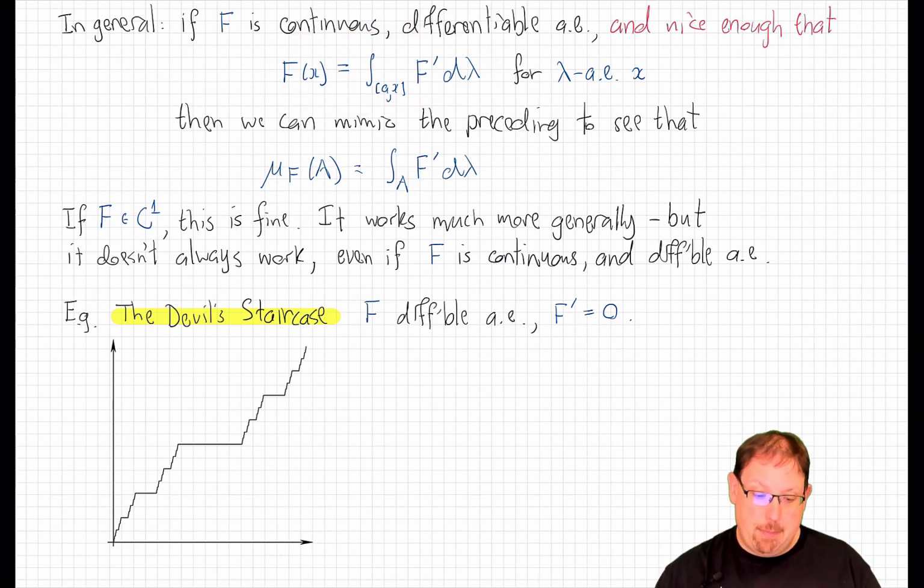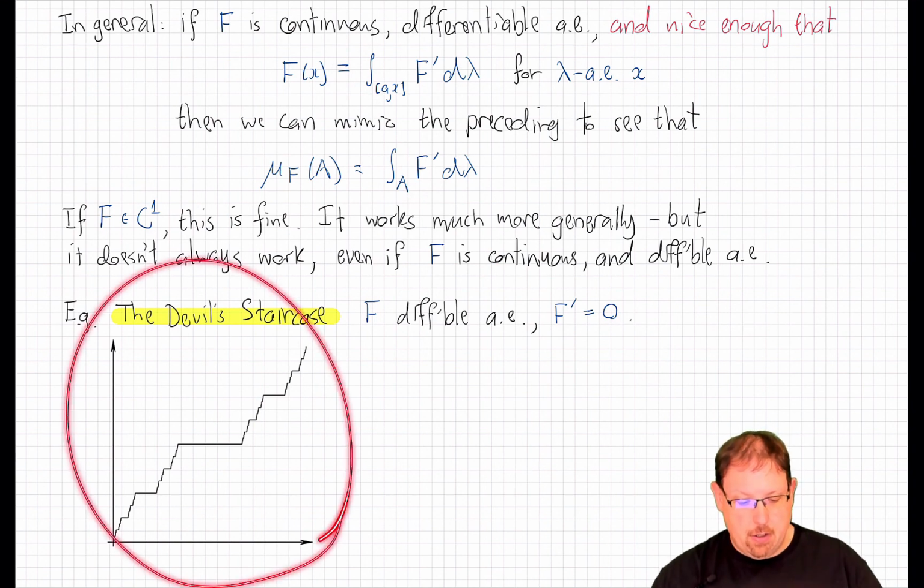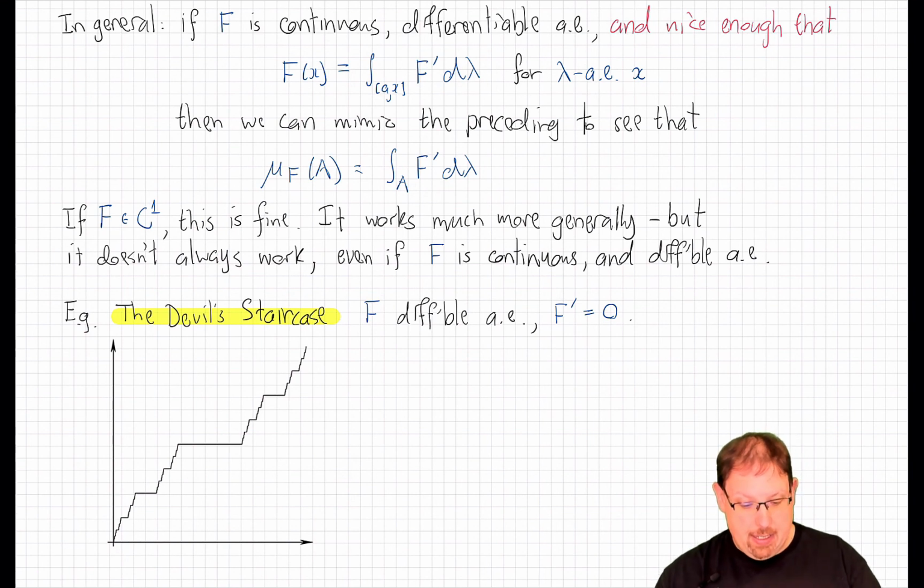And the classic example of that is the weird example we already saw, the devil's staircase, which is a function that is flat everywhere on the complement of the Cantor set, but is continuous and rises from height 0 up to height 1 on the unit interval. The Cantor set has Lebesgue measure 0, so that means that this function is differentiable almost everywhere, and its derivative is 0 on the points where it's differentiable, because the points where it's differentiable at least contains the complement of the Cantor set, where its derivative will be 0.